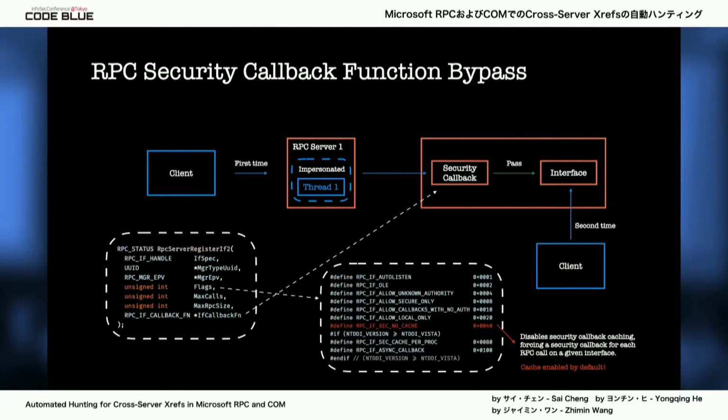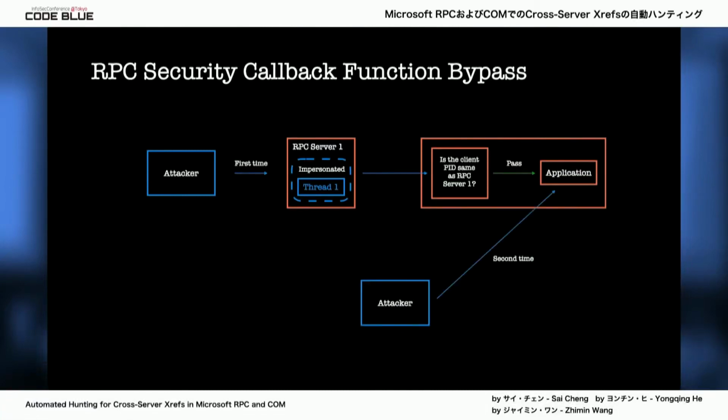MSRPC allows developers to specify a security callback function, which is used to determine whether the client is allowed to call interface routines. By default, after the client passes a check, it will not check subsequent calls with the same token modified ID. This behavior is controlled by the RPC_IF_SEC_CACHE_FLAG of the flags parameter. Therefore, the code logic of the security callback is worth checking.